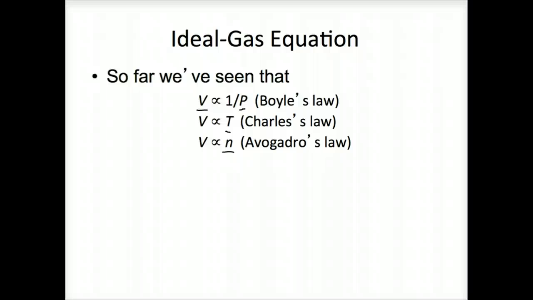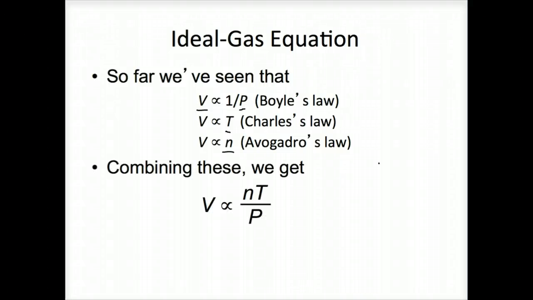In essence, when we see this proportionality, it allows us to put all of these together in a single proportionality. So now we have this new proportionality where we've combined everything. This simply tells us that amount of gas, temperature, and pressure all have an impact upon the overall volume of a particular gas.